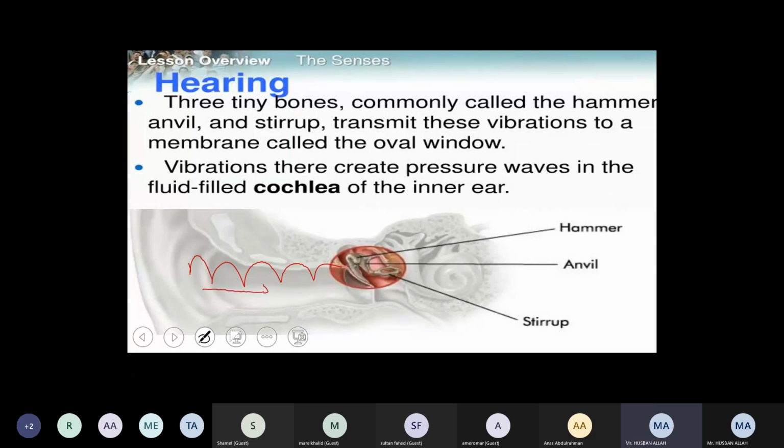It transmits this signal to a membrane, which is called the window. Vibration here creates a pressure wave in the fluid-filled cochlea of the inner ear, right? So when these vibrations occur, they will create pressure in which part of the ear? In the cochlea of the inner ear.